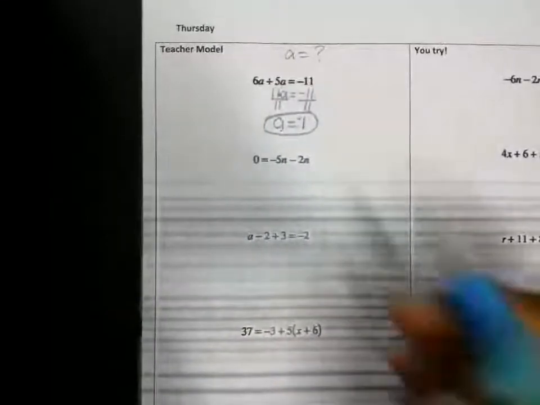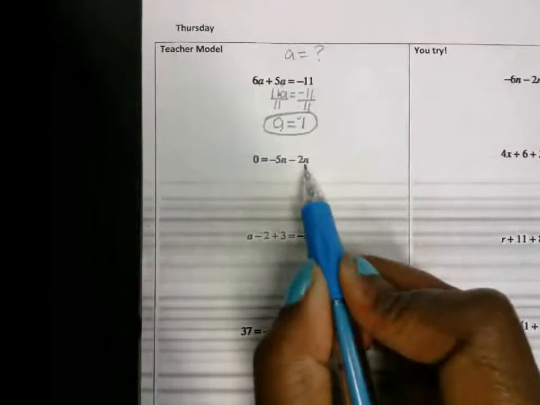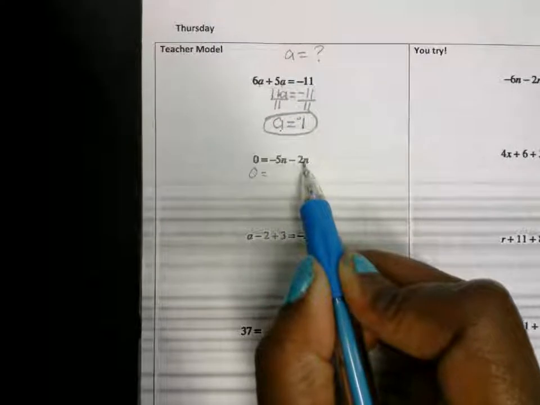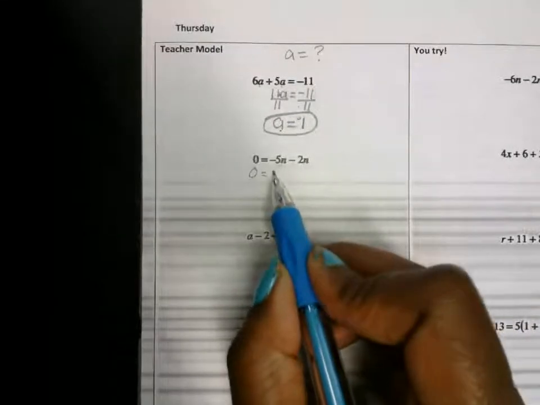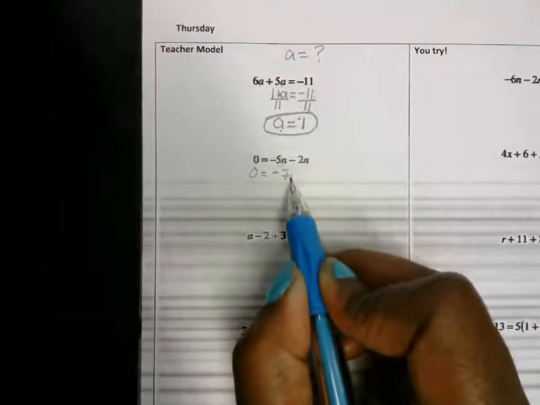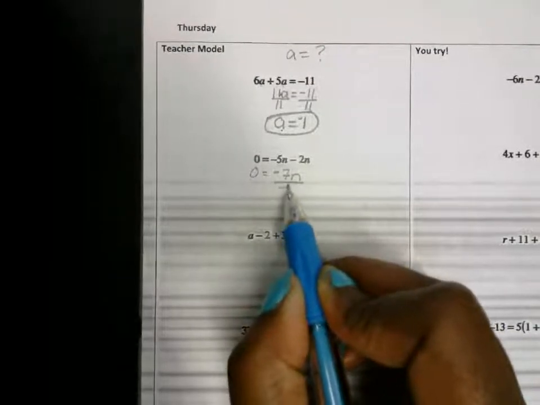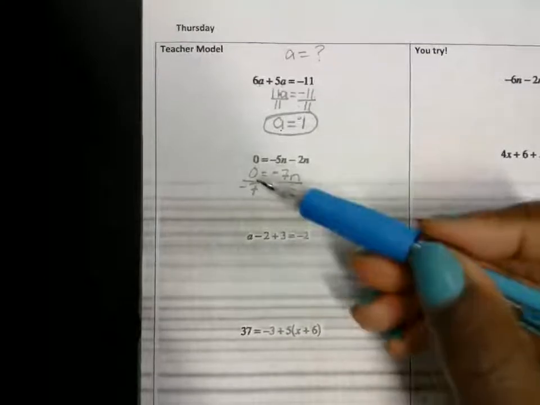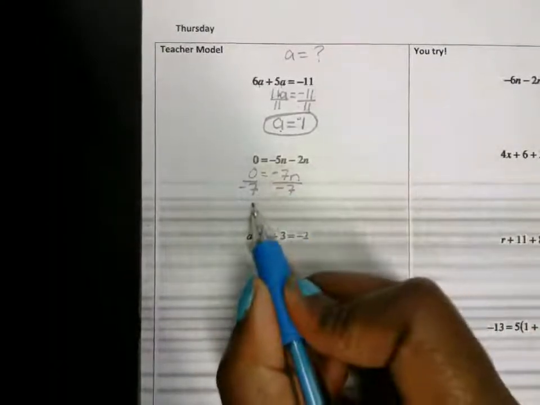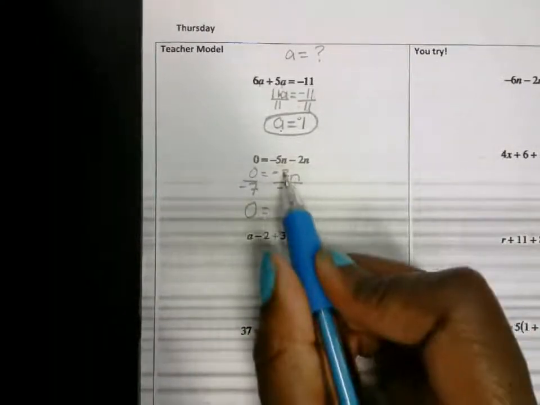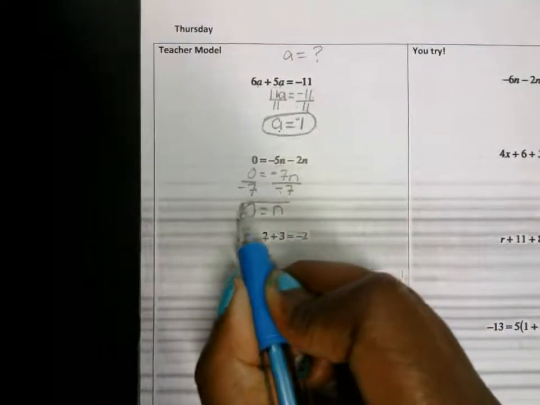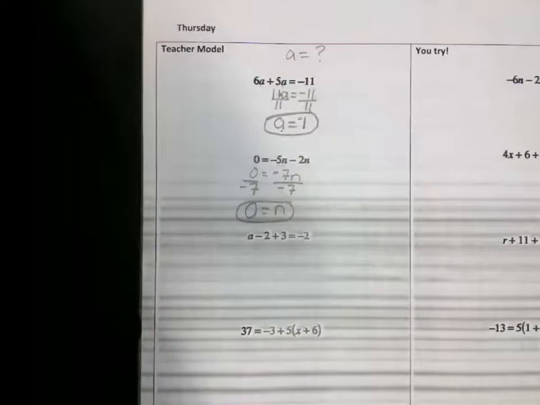All right, here, we're doing the same thing again. Combine the like terms. Bring this down. Negative 5 minus 2 is negative 7. So this is going to be negative 7n. We're going to again divide both sides by negative 7 to isolate the variable n. 0 over any number is going to equal 0. Negative 7 divided by negative 7 is a positive 1n. And our answer for n is 0.